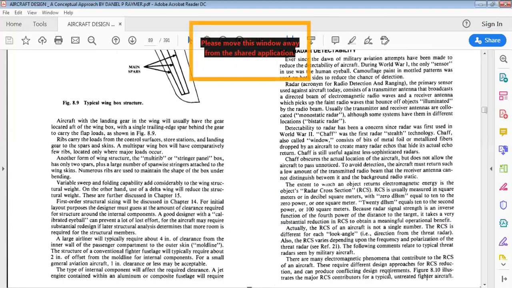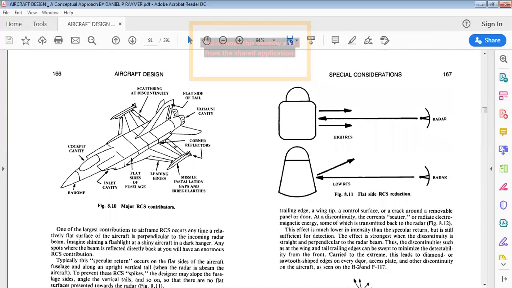The RCS is different for each look angle. It depends upon each look angle of the pilot. Also, RCS varies depending upon the frequency and the polarization of a threat radar. So it depends upon the frequency and polarization, and the following comments relate to the typical threat radars seen by an aircraft. Please go back and look into what the RCS is.